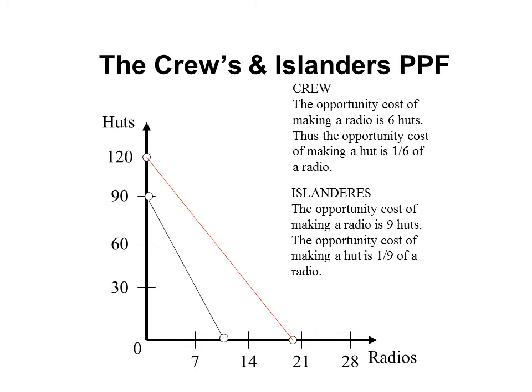That is the product in which they have the comparative advantage. How many will they make each month? The crew will now make 20. Why? That is their maximum level of production, their absolute limitations of production.